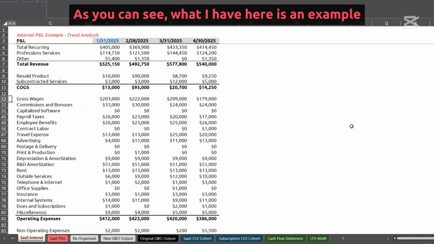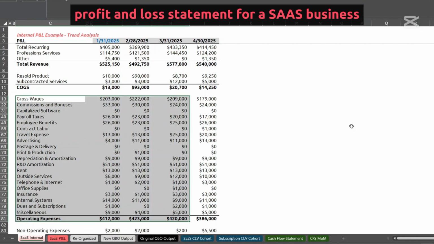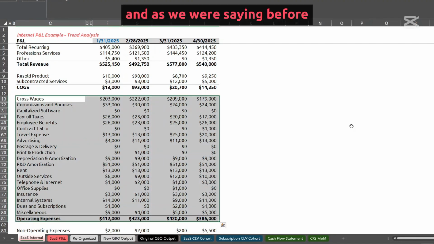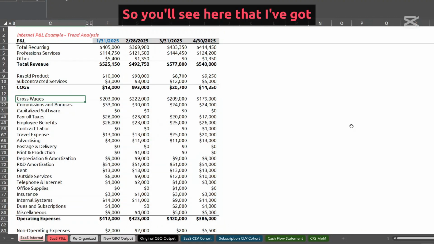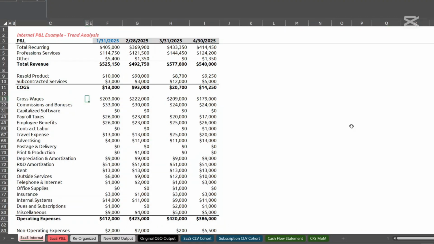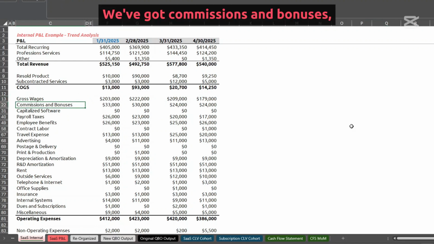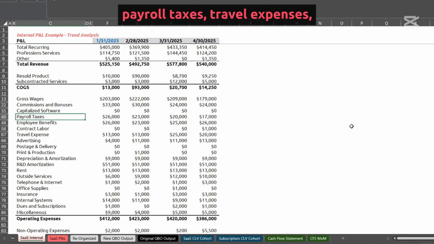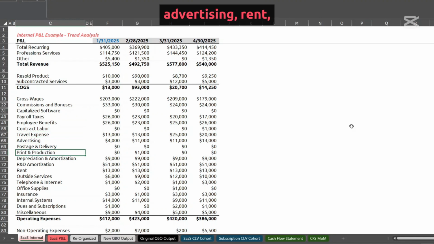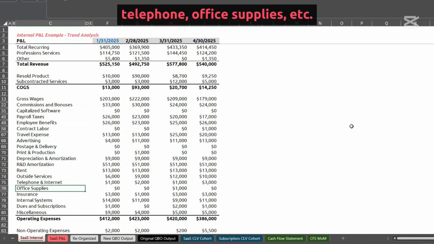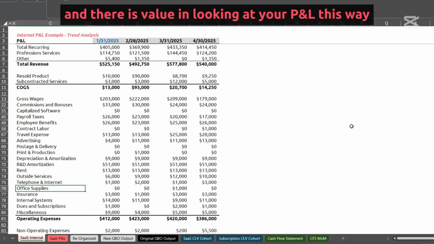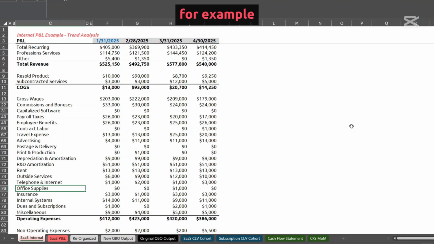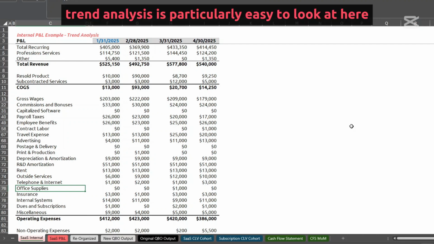As you can see, what I have here is an example profit and loss statement for a SaaS business. And as we were saying before, this P&L is organized by cost source. So you'll see here that I've got the cost source for some personnel represented as gross wages. We've got commissions and bonuses, payroll taxes, travel expenses, advertising, rent, telephone, office supplies, etc. These are obviously the business's sources of cost. And there is value in looking at your P&L this way. For example, trend analysis is particularly easy to look at here.